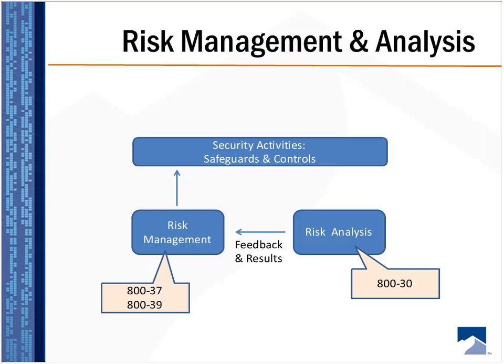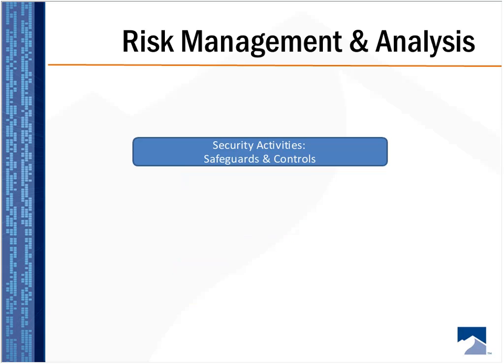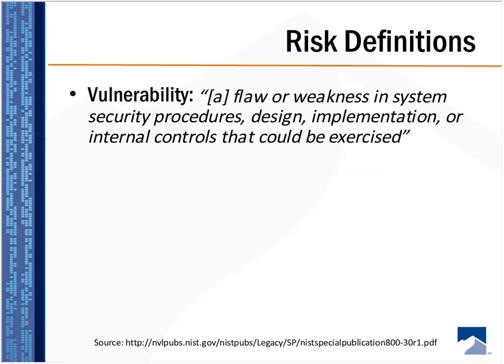Okay, so moving past the NIST standards, again, this just puts them in the context of what we talked about. The risk analysis standard, 800-30, is where it applies, and the 800-37 and the 800-39 are higher level risk management standards. Okay, so risk definitions. Let's get into the brass tacks.